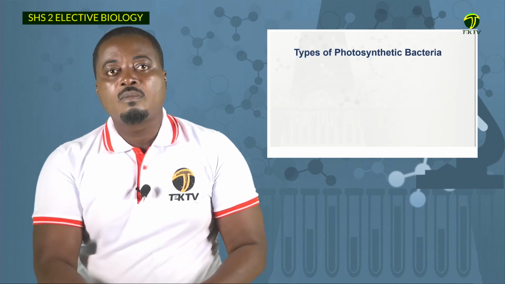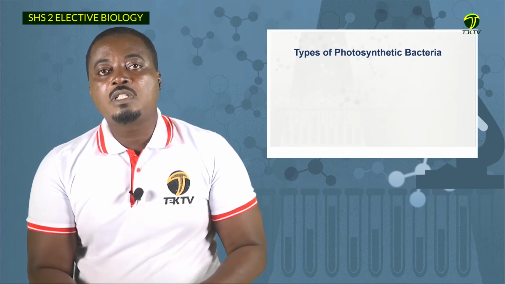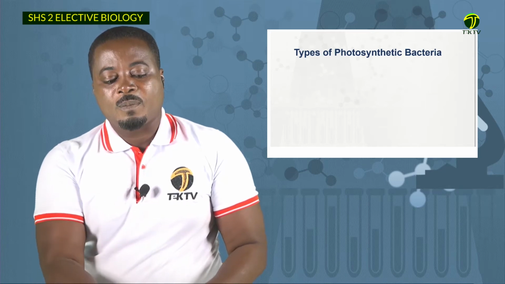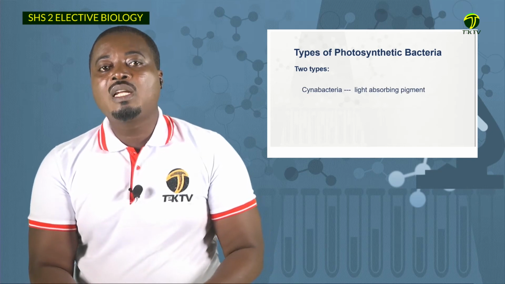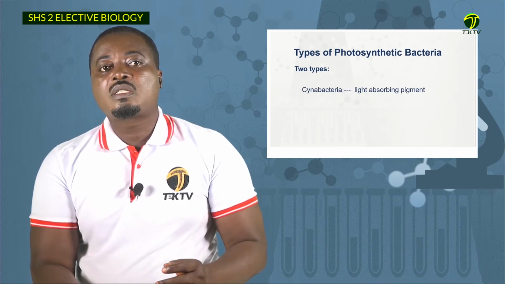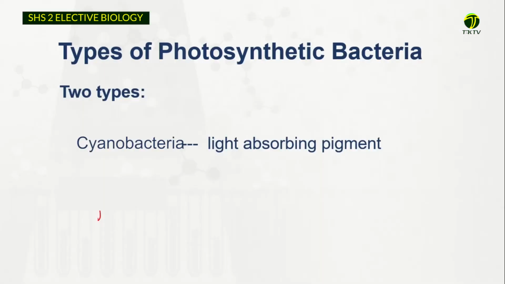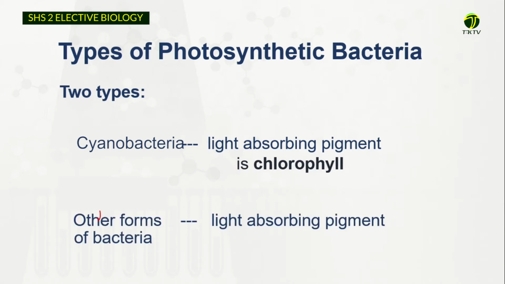So let's look at the types of photosynthetic bacteria. We normally have two types. We have the one which is cyanobacteria, and the light-absorbing pigment used by cyanobacteria is chlorophyll. Then the next one: all other forms of bacteria use bacteriochlorophyll.